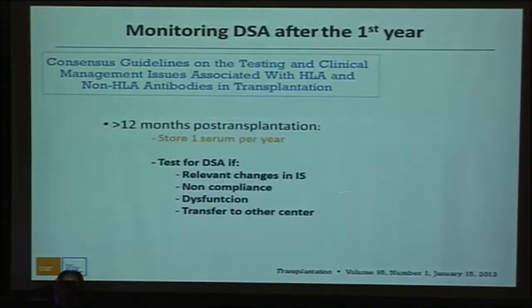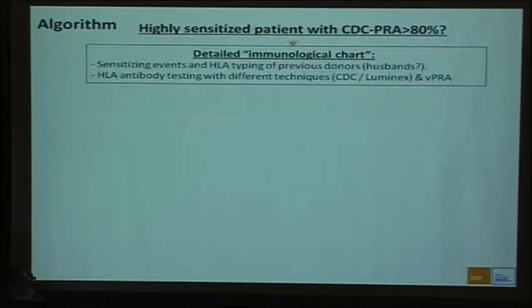So finally, the consensus says that every 12 months, please store one serum per year in the fridge, which is almost cost-free. And if you make relevant changes in immunosuppression, have a non-compliant patient, see dysfunction in the kidney, or transfer to another center, in these changing situations you can always check these sera stored in the fridge, and you can get a better idea of how your patient is behaving immunologically.